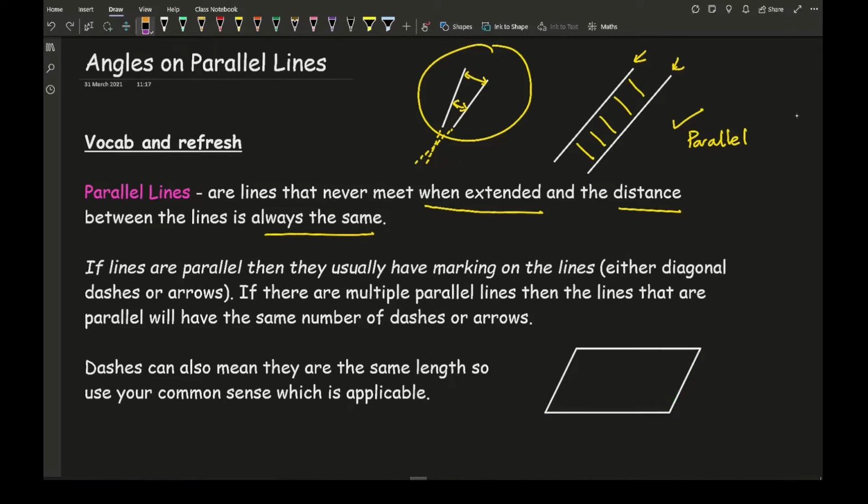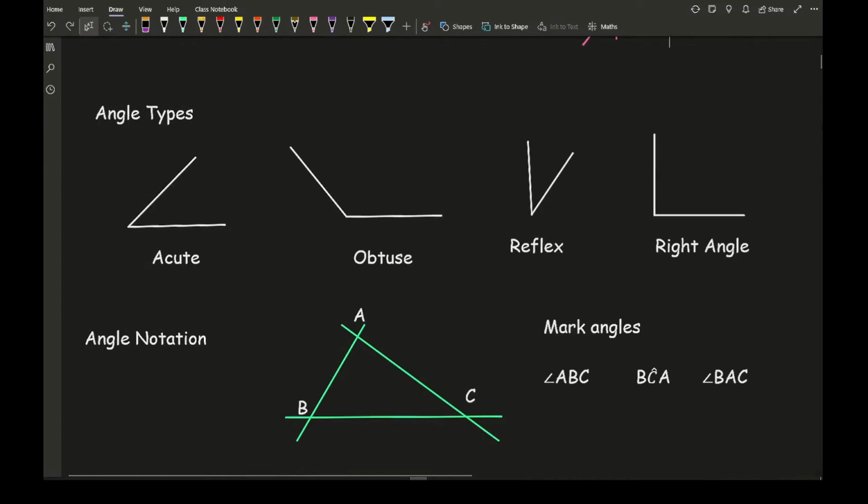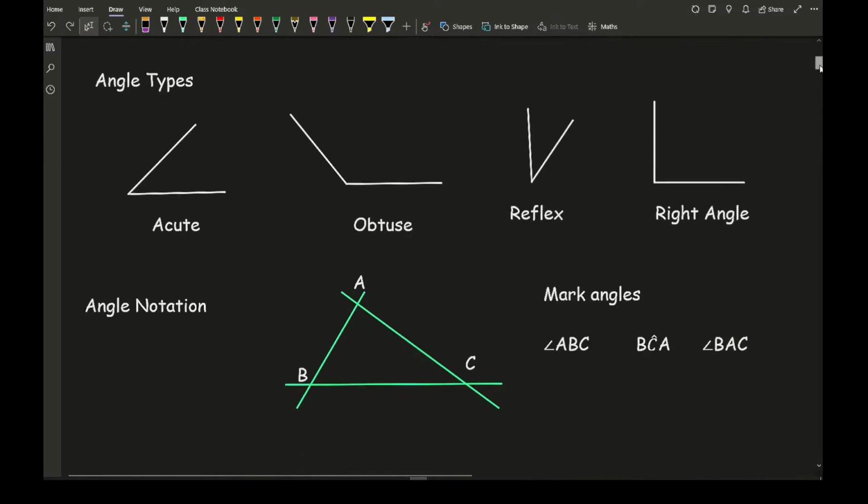So for example, with dashes, if they are implying that they are the same length, then you tend to find the dashes are perpendicular to the line. So it's like a right angle in terms of lines. However, if they were implying that they're parallel, then it will just be a non-perpendicular dash that goes from there. So for example, I could have something that looks like that to represent that the two opposite lines are parallel to each other.